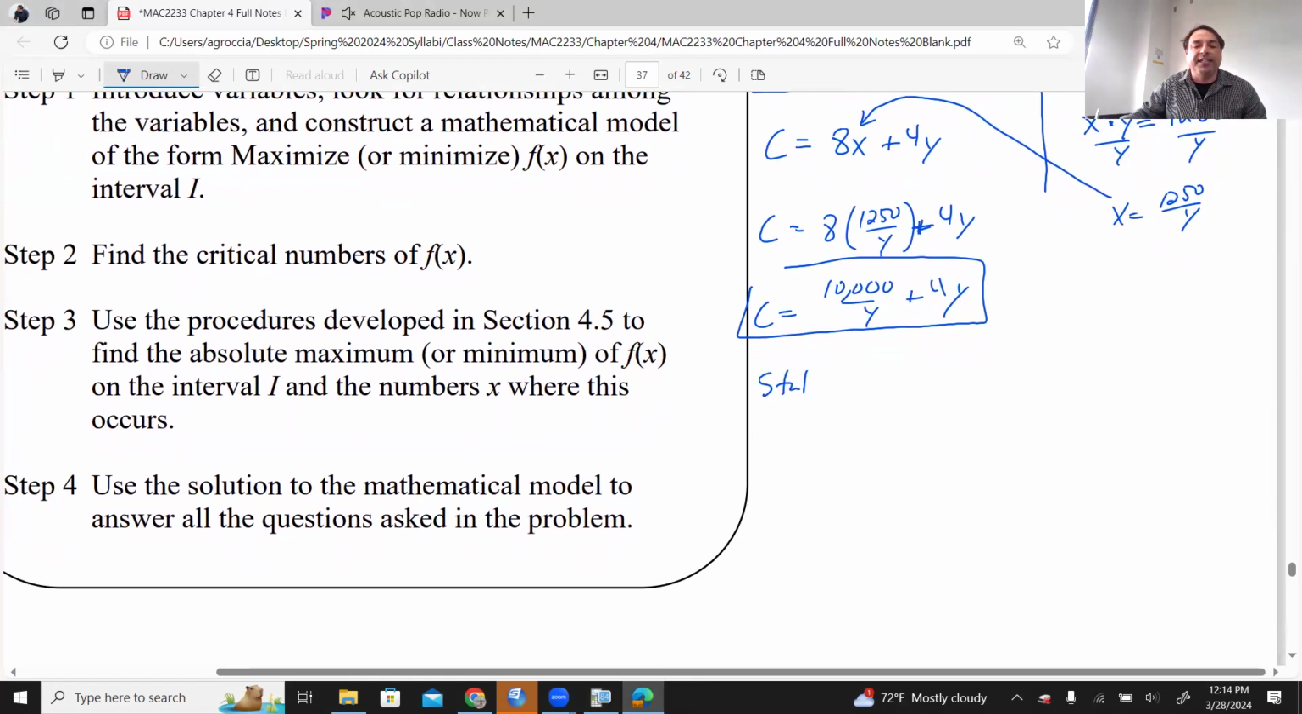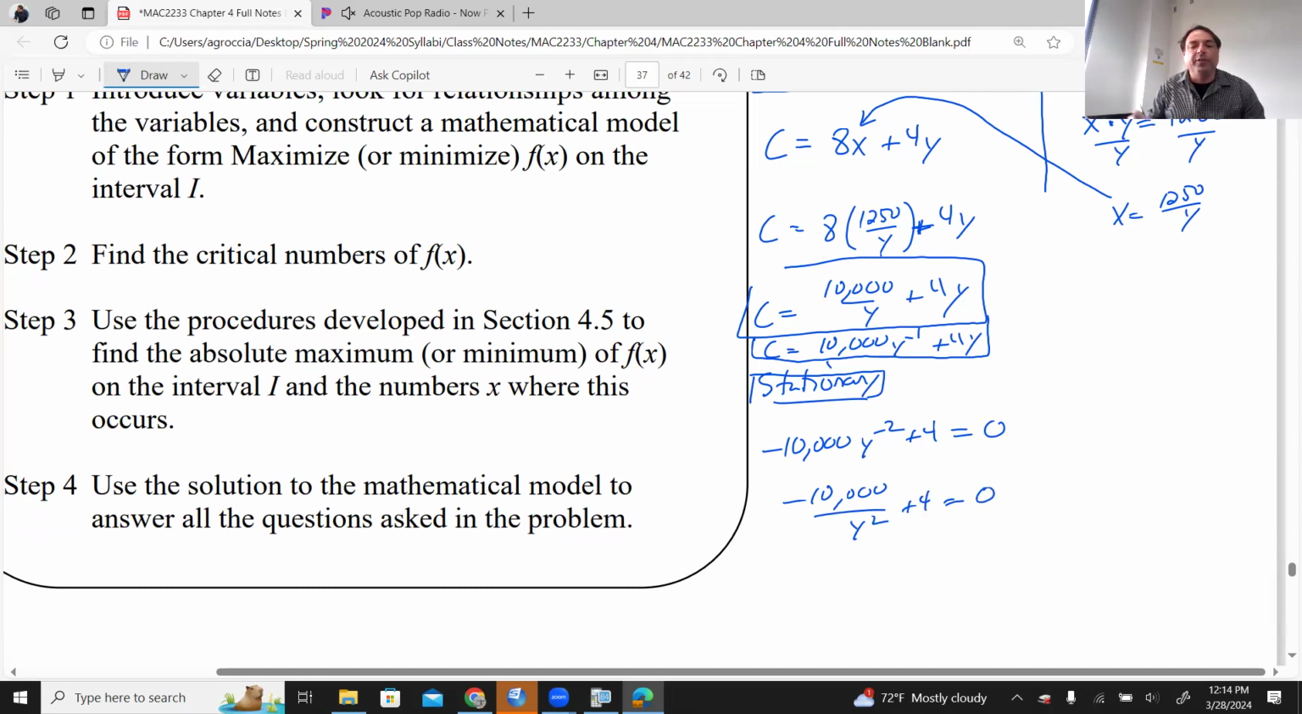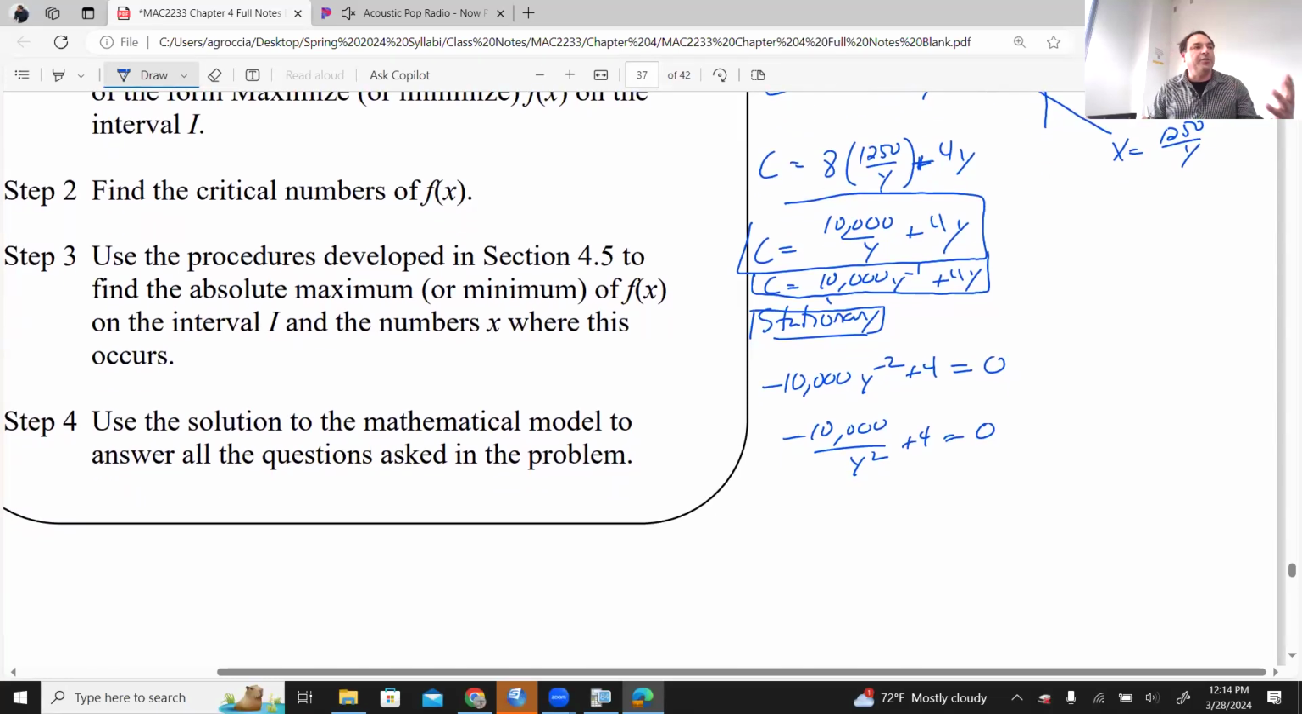And if I do stationary, what I'd probably do is rewrite this as 10,000 y to the negative 1 plus 4y, to make it a little bit easier. Then when you take the derivative to find stationary, that would be negative 10,000 y to the negative 2 plus 4 equals 0, which gives you negative 10,000 over y squared plus 4 equal to 0. Again, same issue: variable in the denominator. That algebra keeps showing up. How to solve that algebra? Either make a proportion or clear the fractions.